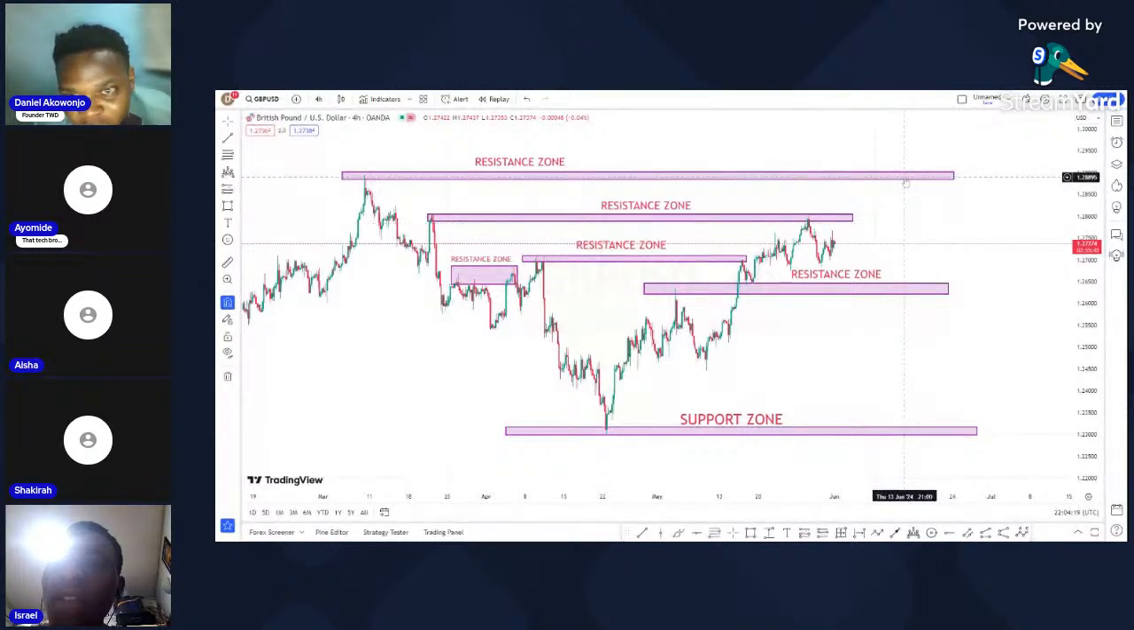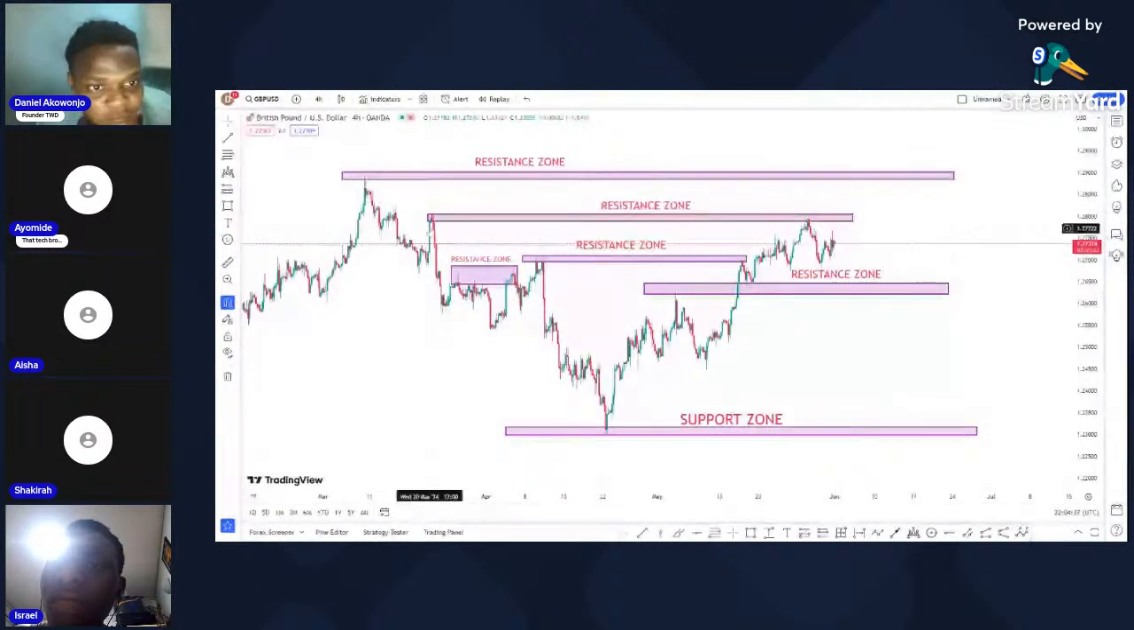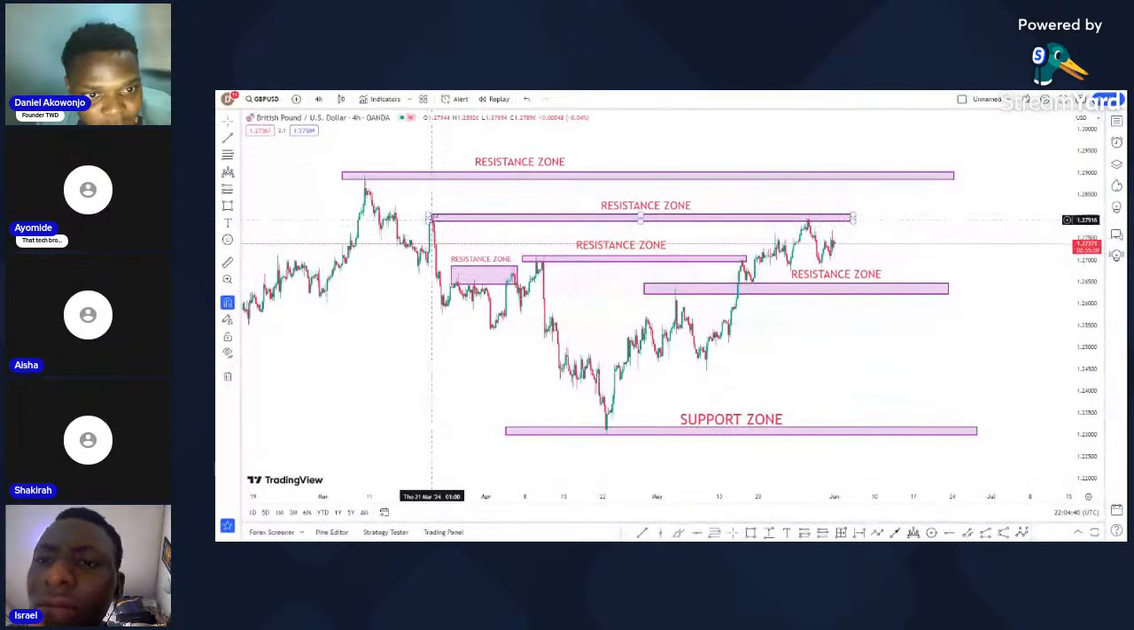So what do you do as somebody who is trading? You'll be waiting for price to come to that zone, and immediately price comes back to this zone, you want to sell. If you sell, you make money. Do you understand? Yeah, I finally understand. I'll show you the graph. See this point. Immediately price got to this zone.